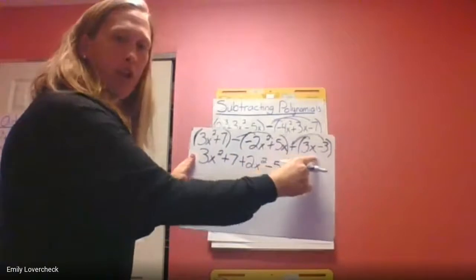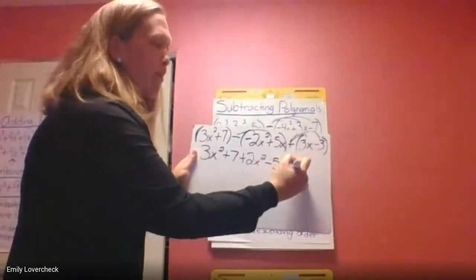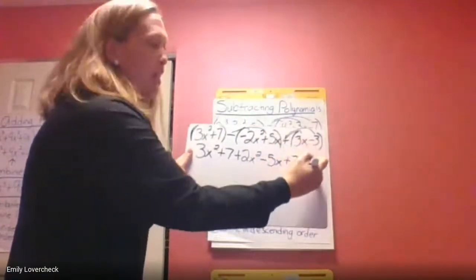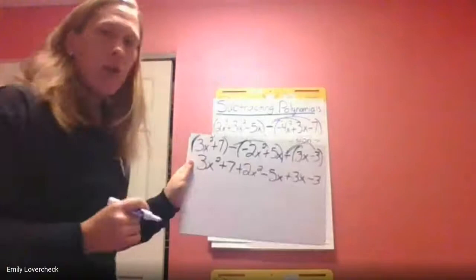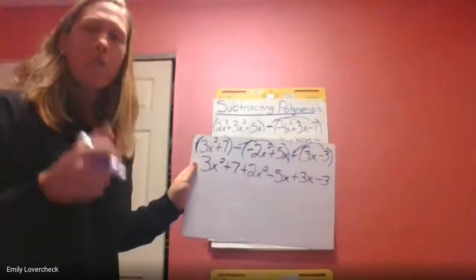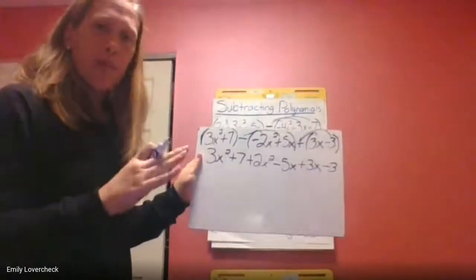Now I go to this binomial, so I do the addition sign. A positive times a positive stays positive. And a positive times a negative stays negative. So that's how I drop the parentheses. And now from here, I'm going to combine like terms just like I did with adding and subtracting. But I'm going to do my little symbols under each one.